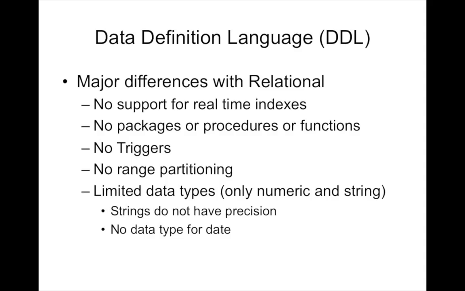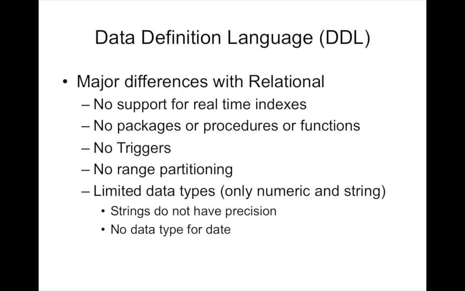And there is no range partitioning. If you are familiar with Oracle, you have three types of partitioning: list partitioning, range partitioning, and hash partitioning. When it comes to Hive, there is no middle one, range partitioning. Yeah, there is list partitioning. In Hive, partitioning means list partitioning, and bucketing means hash partitioning.